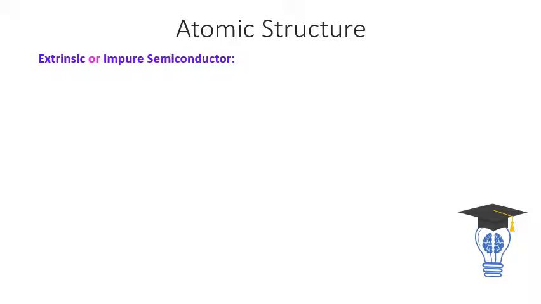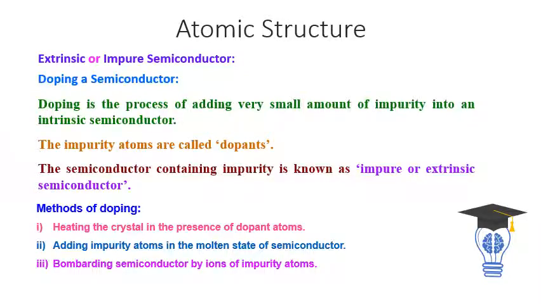Then what is impure semiconductor? Impure semiconductor is when I am adding some other material into silicon. The process of adding a very small amount of impurity into this intrinsic semiconductor or pure semiconductor, this process we call as doping.